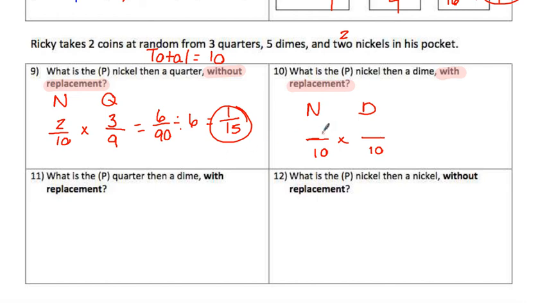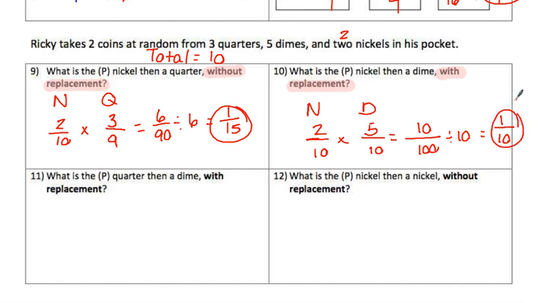I'm going to put how many nickels there are, and I'm going to start over. I put everything back in my pocket from problem 9. So there's 2 nickels, and then there's 5 dimes. Multiply the probabilities. I have 10 over 100, and if I divide that by 10, I'm left with 1/10 probability.